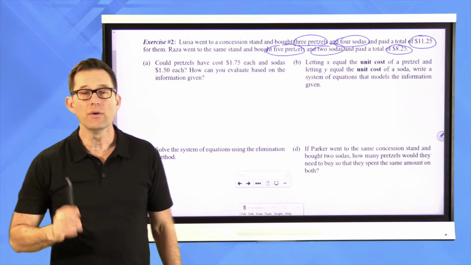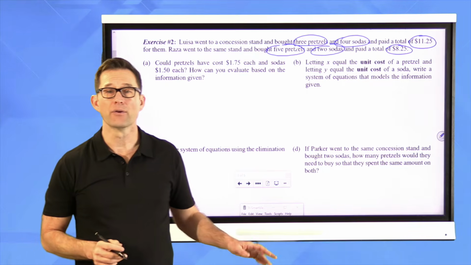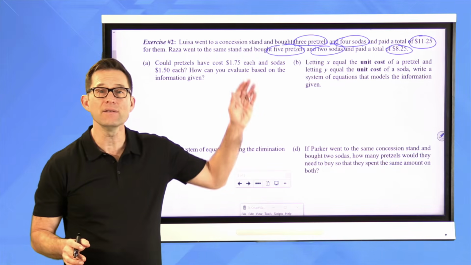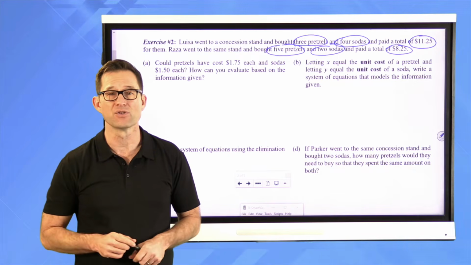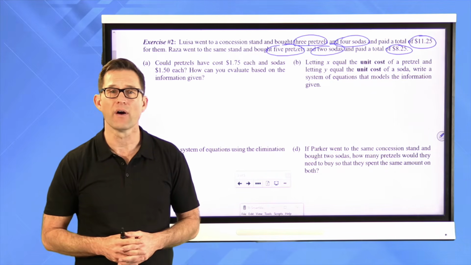So what I'd like you to do is play around, certainly use a calculator, play around with this and see if these could have been the unit prices for this problem based on the information given. Pause the video now and see what you find.